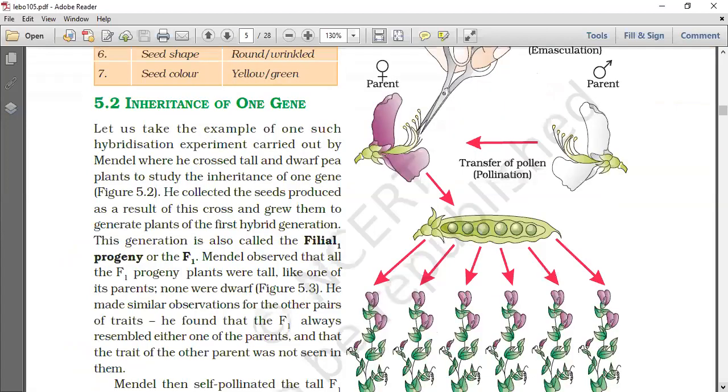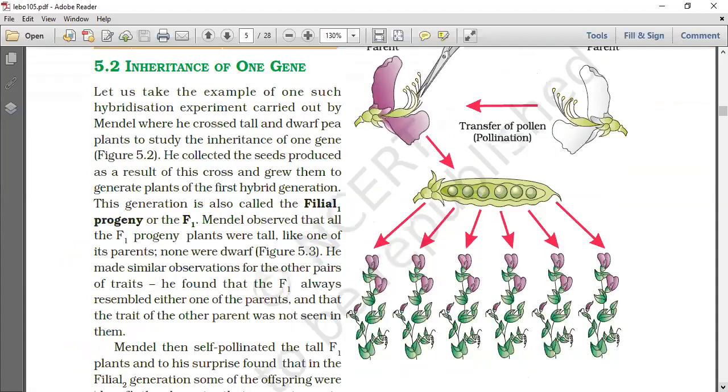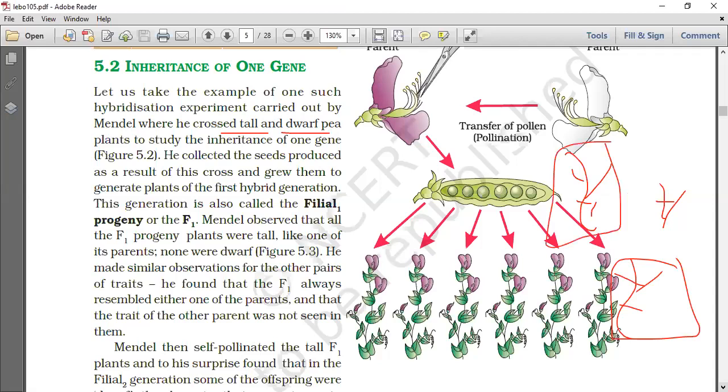Inheritance of one gene. Let us take the example of one hybridization experiment carried out by Mendel, where he crossed a tall and a dwarf pea plant to study the inheritance of one gene. He collected the seeds produced as a result of this cross and grew them to generate plants of the first hybrid generation. What do you call this? F1 generation. In simple language, a tall plant crossed with a dwarf plant. What did you get in F1? All plants are tall. Mendel observed that all the F1 progeny plants were tall, like one of the parents, the dominant parent. None were dwarf. In F1, there is no dwarf.